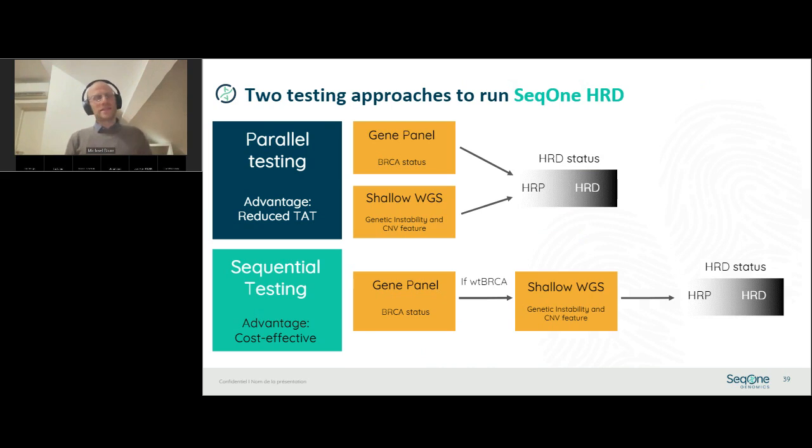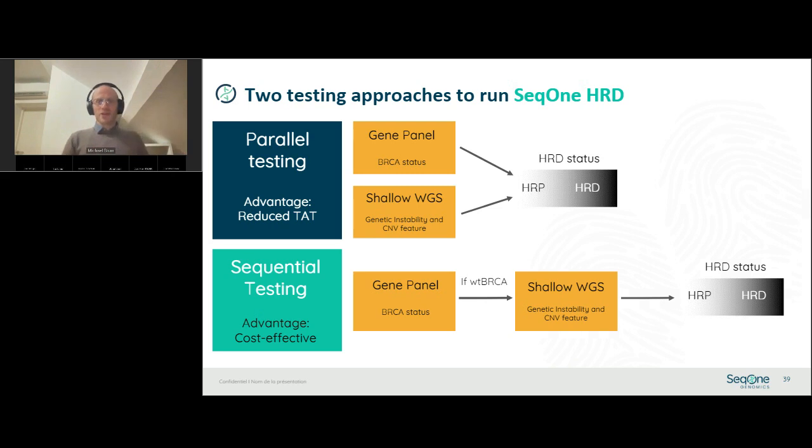So in practice, there are two different approaches to run SeqOne HRD. Either the lab can do a parallel testing approach, which is time efficient, in which the two assays, the gene panel and the shallow whole genome sequencing, are performed at the same time. And there is a second approach, which is cost effective, in which the lab starts by running the gene panel to determine the BRCA1 and BRCA2 status. If it's mutated, it's an HRD sample, and if it's a wild-type BRCA sample, then the lab can perform the shallow whole genome sequencing.